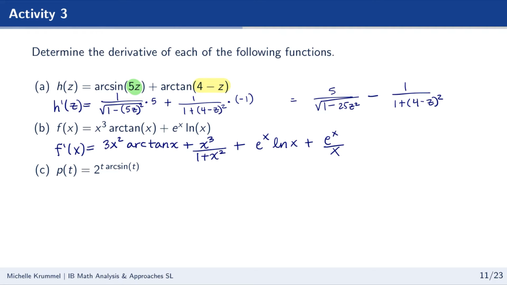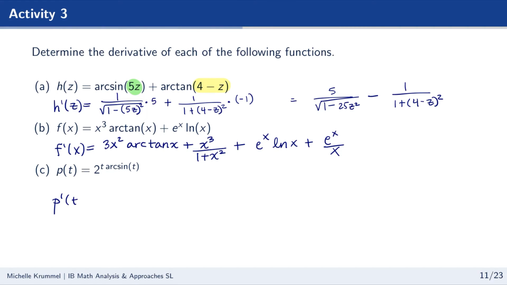The next one, p of t equals 2 to the power t arc sine t. This one also is going to require us to use several different derivative rules. We need our exponential rule. We have 2 to the power stuff. That's our main outside function, 2 to the power stuff. And then within that exponent, we have a product. So we're going to use product rule and the arc sine rule and the power rule.